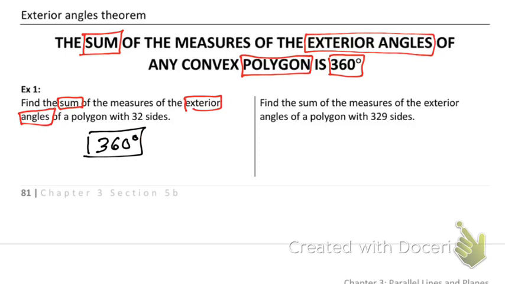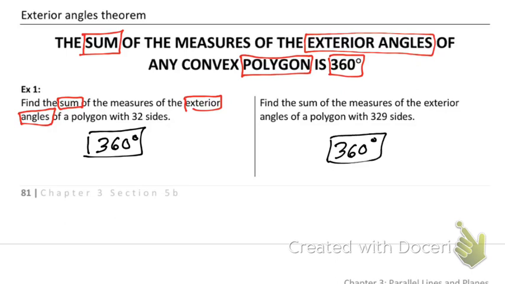All right, the next one's a little tougher. What happens if I have 329 sides? And you can use your calculator for this one. You shouldn't have to. I don't want to scare you, friend. 360 degrees.